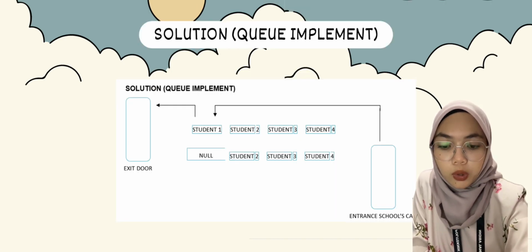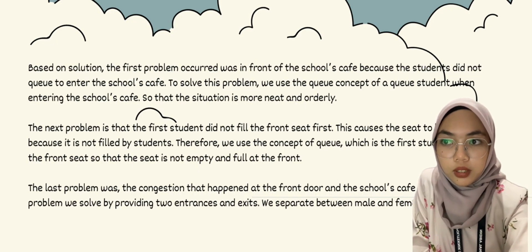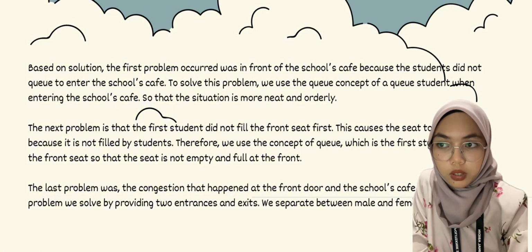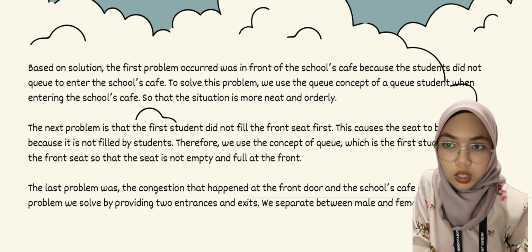Example solution queue implement. Based on the solution, the first problem occurred in front of the school's cafe because the students did not queue to enter the school's cafe. To solve this problem, we used the queue concept for students when entering the school's cafe so that the situation is more neat and orderly.